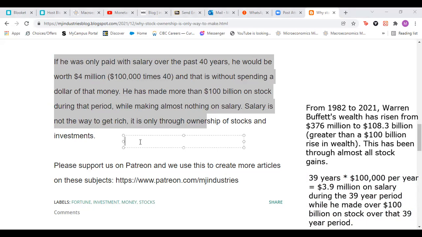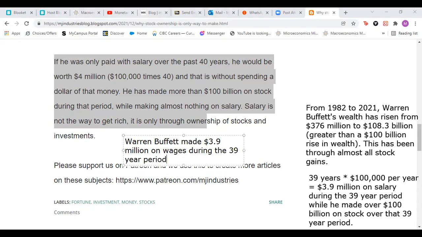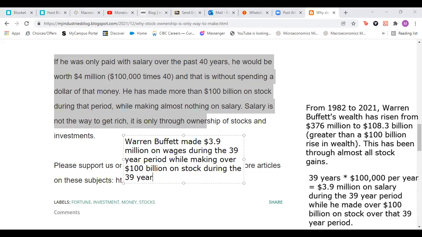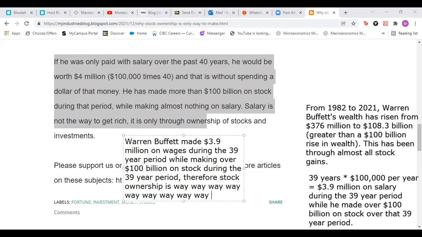So we can show that Warren Buffett made $3.9 million on wages during the 39 year period, while making over $100 billion on stock during the 39 year period. Therefore, stock ownership is way, way, way better than wage slash salary.